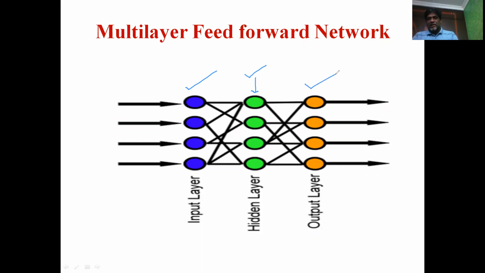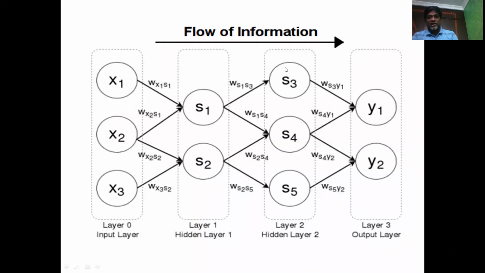In a single layer feed forward neural network, the input layer is directly connected to the output layer, whereas in a multi-layer feed forward neural network, there is at least one hidden layer between the input layer and the output layer. You can see the connections here. The connections are from the input layer to the hidden layer, every neuron is connected to every neuron of the hidden layer, and then from the hidden layer to the output layer if it contains a single hidden layer. Suppose the network contains more than one hidden layer, then it looks like this.